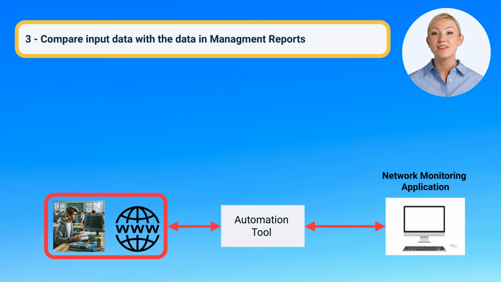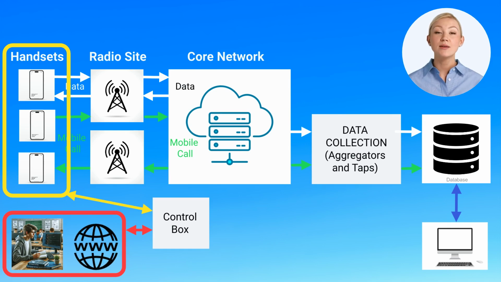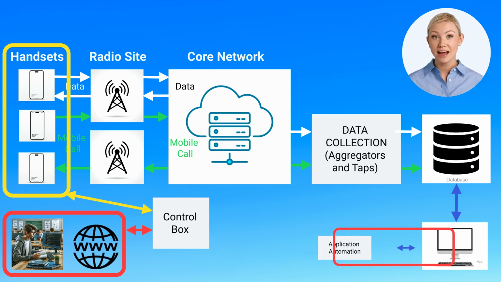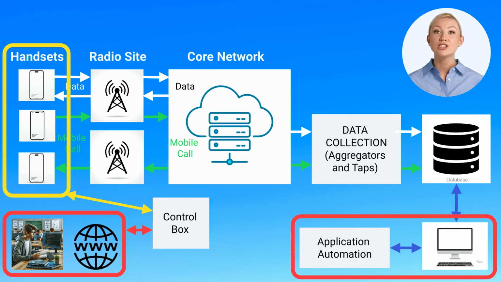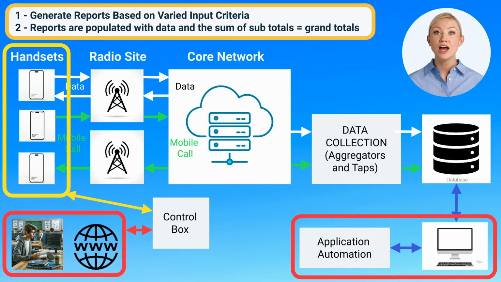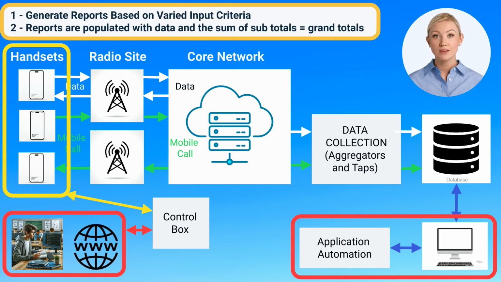Let's go back to our diagram to see how this can be achieved. By plugging an automated test tool into the network monitoring application, we could run the first two scenarios without the need for 100% data input accuracy. So, there is no real need for any change in the network setup.